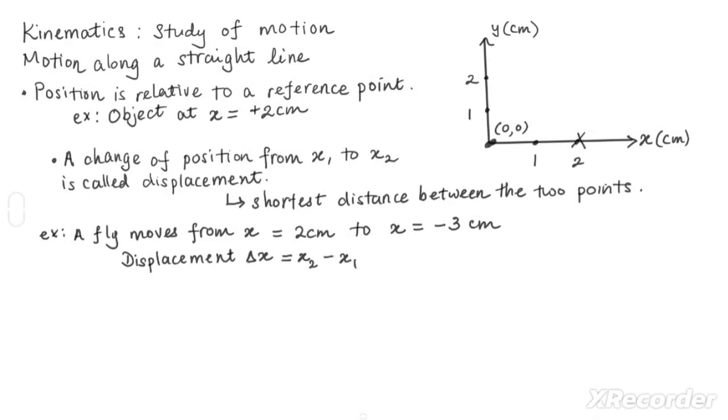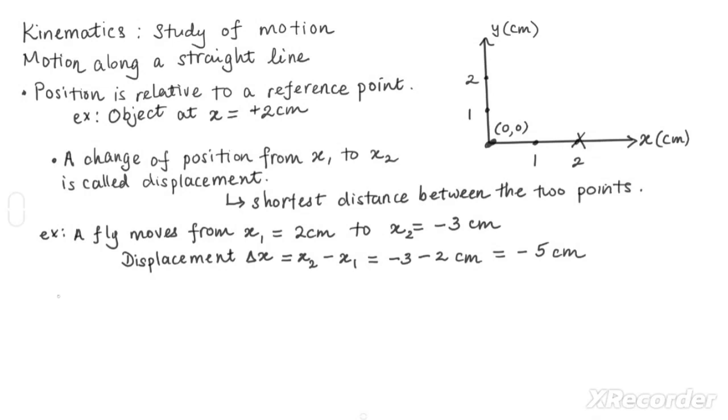So in this example, x1 would be 2 centimeters and x2 will be negative 3 centimeters. So let's do x2 minus x1. So x2 is negative 3, and then we have minus, and then we have x1, which is plus 2 centimeters. So we have negative 5 centimeters as our displacement. So you see that we have a number and we have a sign, which is negative.